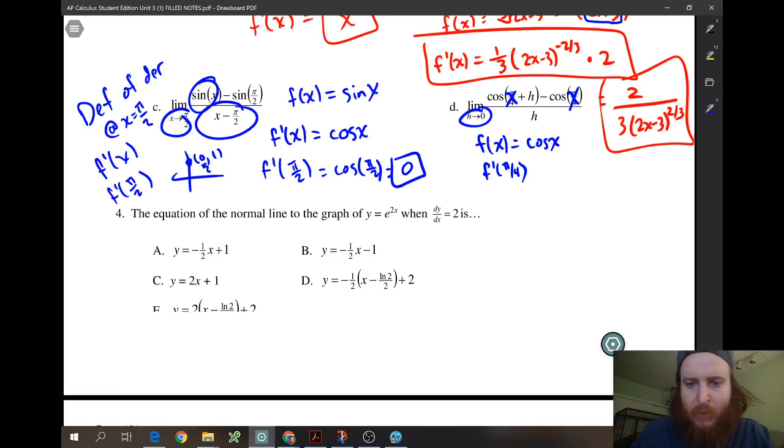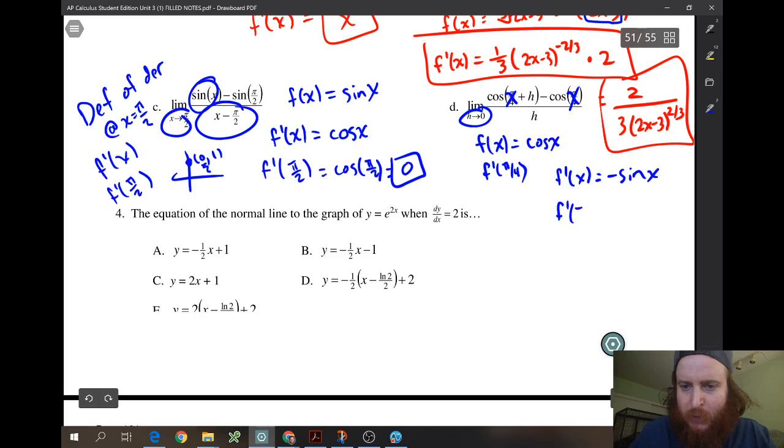So f prime of pi over 4, first we're going to do f prime of x. The derivative of cosine is negative sine. And then we're going to plug in pi over 4. So for pi over 4, it's square root of 2 over 2. So negative square root of 2 over 2.